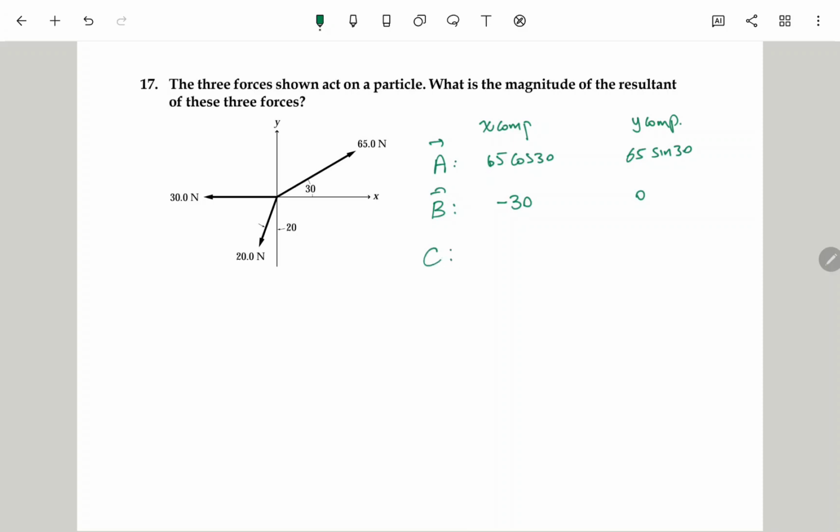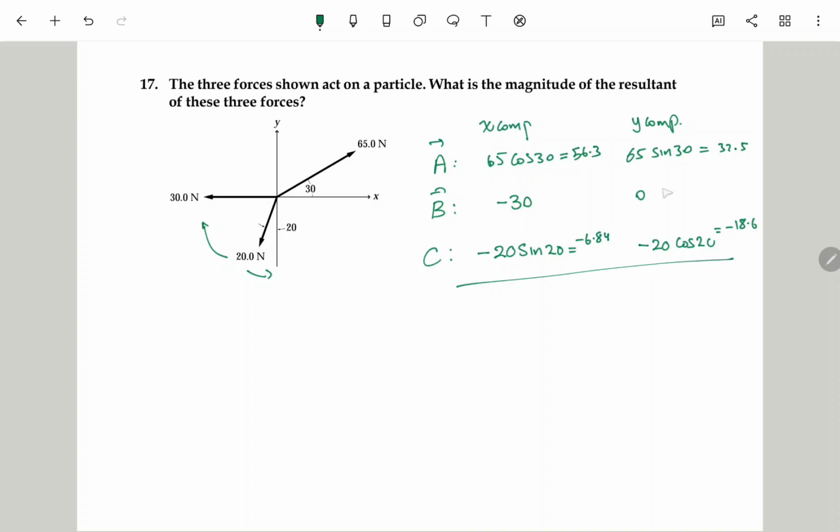Now C, on the other hand, it's minus 20 sine 20 in this one here, and minus 20 cosine 20 in this one here. Now vector C has a negative y component and negative x component. Now find this one here equal to 56.3, and this one here 32.5, and this one minus 6.84, and this one minus 18.8.